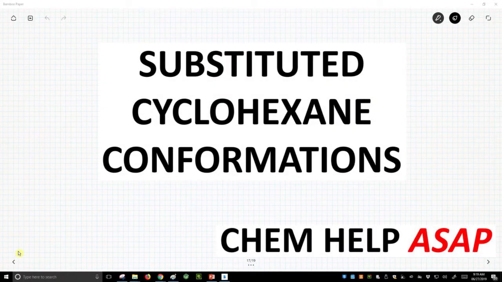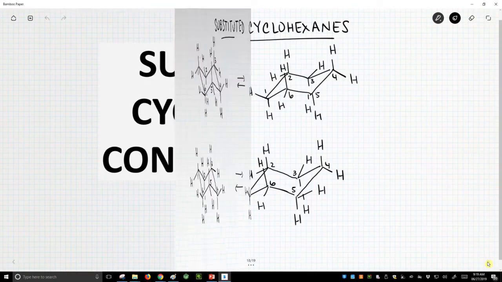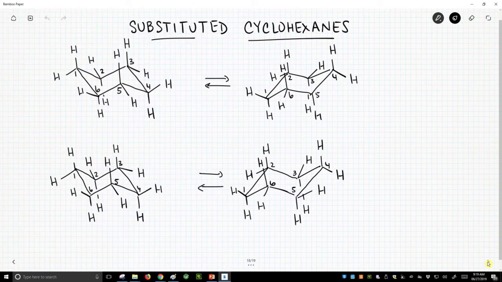Let's see now what happens when we flip a cyclohexane that has substituents. So we have two flippings of cyclohexane on the screen. And so I'm going to make modifications to these. But at this moment, they're complete molecules. But let's change that. Let's say we don't have hydrogens everywhere.